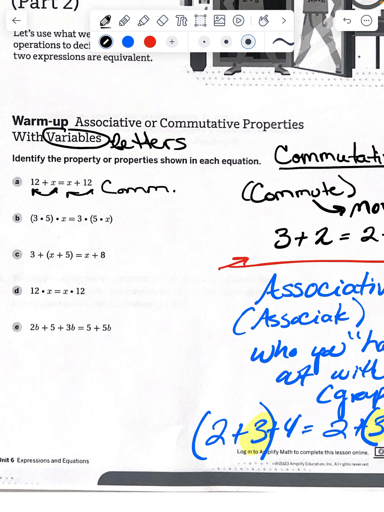There's also a commutative property of multiplication. 3 times 2 equals 2 times 3. That would be the commutative property of multiplication. Okay, let's look at B. Let's see what's happening on the next one.